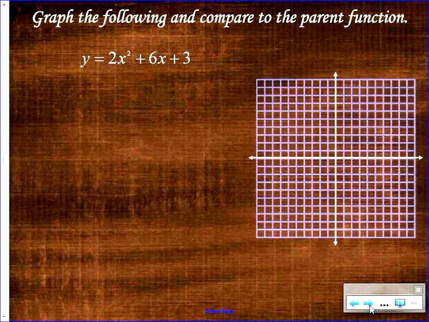Vertex form? No. Is it in intercept form? No, it's not in either form. So this is standard form, and we need to learn how to graph in standard form, because there will be some equations that we can't put in either one of those forms yet, okay? So we're going to learn how to graph this.